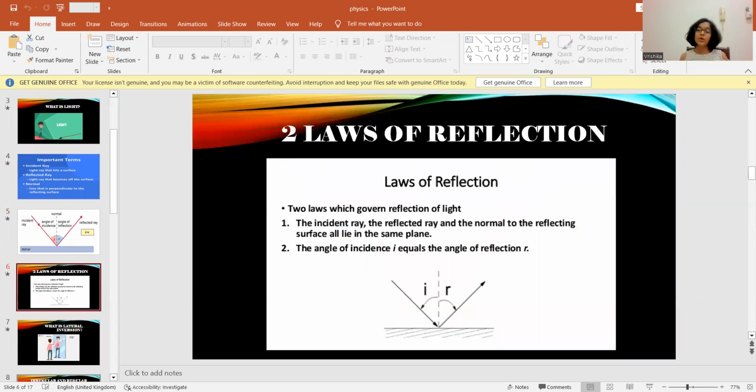Now let us see the two laws of reflection. The laws of reflection. The incident ray, the reflected ray and the normal lie in the same plane, as you can see in the diagram below. The angle of incidence I equals the angle of reflection. That means the angle of incidence, that is I, and the angle of reflection, that is R, they both are of the same angle.